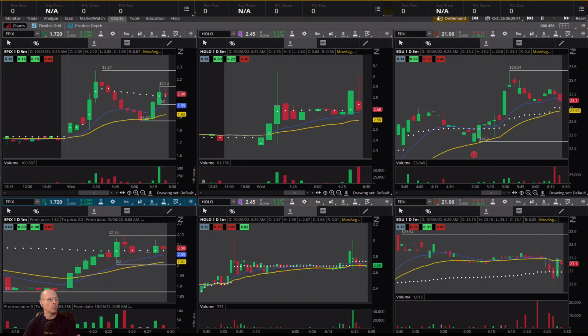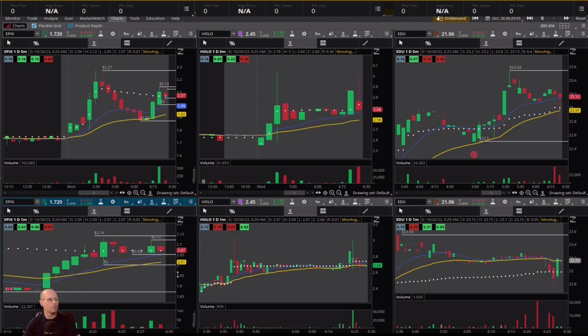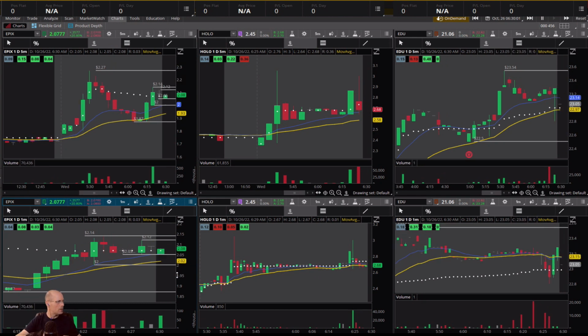Tightening range here on the 1-minute on EPIX. You see the inside bar on the 5-minute. High, low, lower high, kind of. Inside bar on the 1-minute too. And the market is now open.